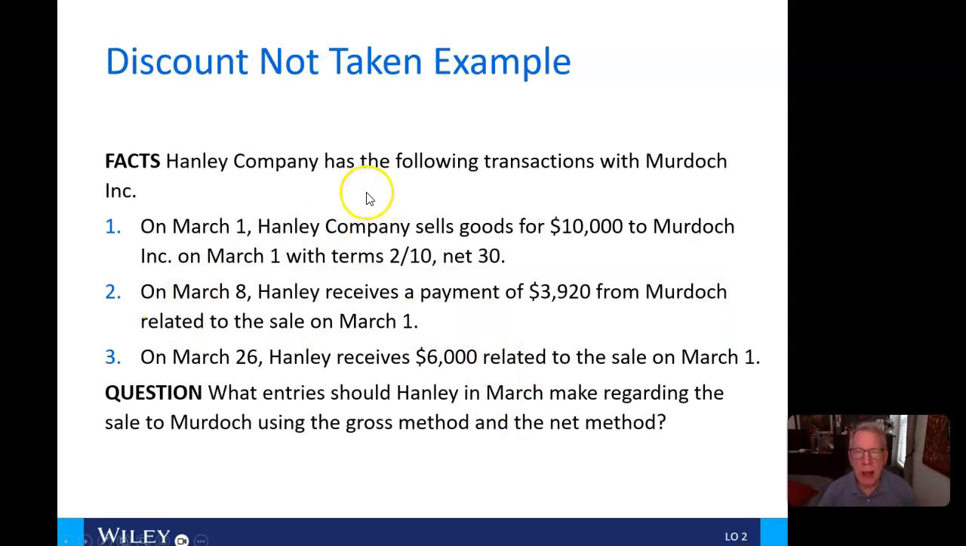Okay, so then what do we do if the discount is not taken? The Hanley Company has the following transactions with Murdoch Incorporated. Hanley sells goods for $10,000 to Murdoch, terms 2/10, net 30, on March 1st. On March 8th, they receive a payment of $3,920 from Murdoch related to that sale. On March 26th, Hanley receives $6,000 related to the sale on March 1. What entries should Hanley make in March regarding that sale to Murdoch using the gross and net method?